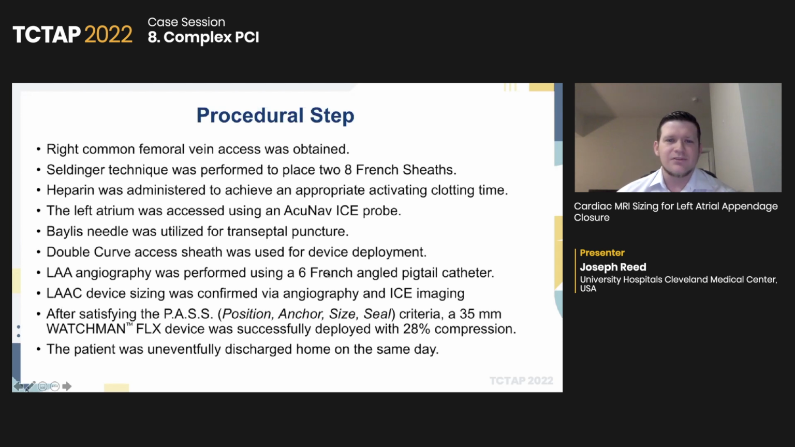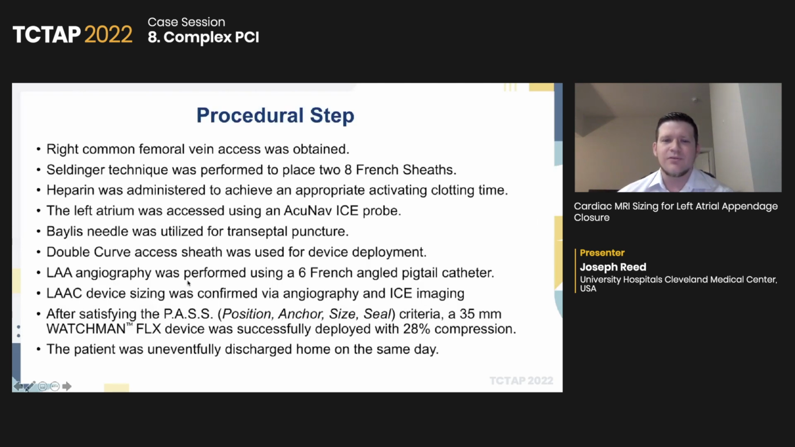The left atrium was accessed with an ICE probe. A Baylis needle was used for transseptal puncture. We used the double curve access sheath for device deployment, and left atrial appendage angiography was performed using a 6 French angled pigtail.